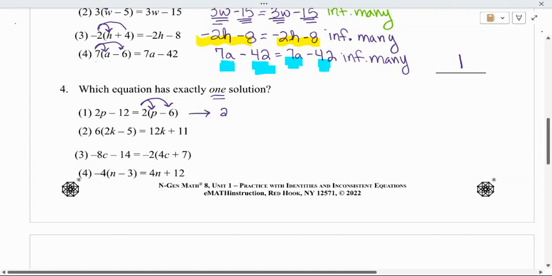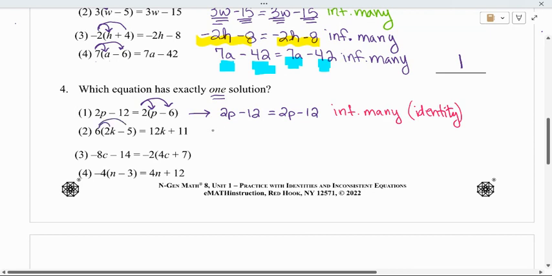So our first one has, when we distribute, 2p minus 12 equals 2p minus 12. What kind of a solution is that going to give me? Infinitely many, because both sides are exactly the same. They look identical. That's why it's called an identity. Okay. What about example number 2 of this question?